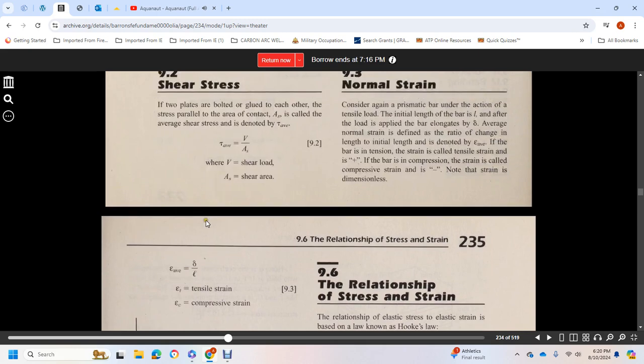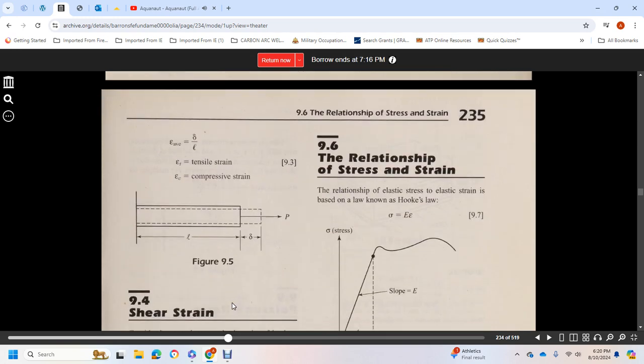So the average normal strain is equal to the change in length over the initial length, which is either tensile strain or compressive strain.